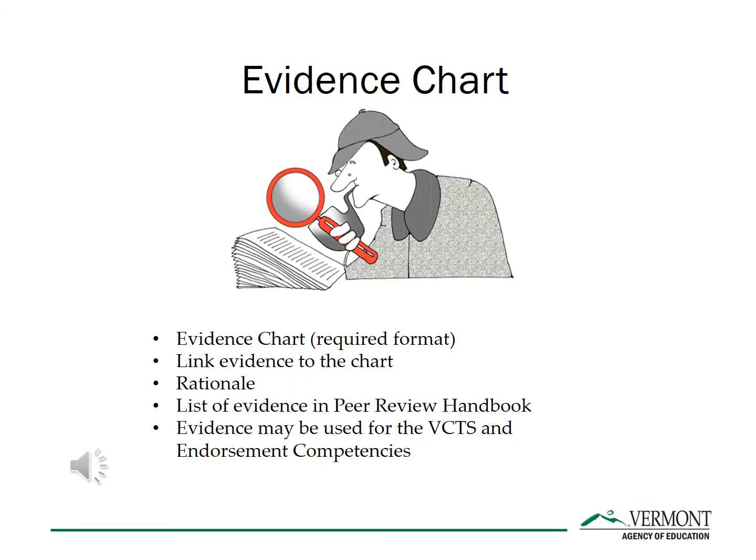When looking at the Google template, you will see that there is an evidence chart for each part. This is the required format and where you will place your evidence links. Peer review candidates are required to have 2 pieces of evidence per PC for their evidence chart, a short rationale, and an active link for your evidence.